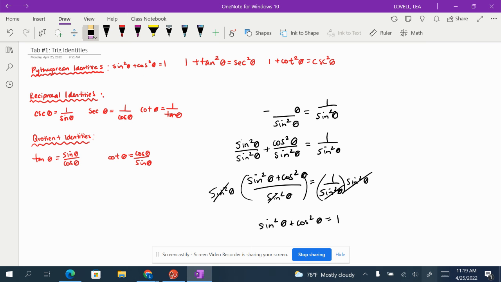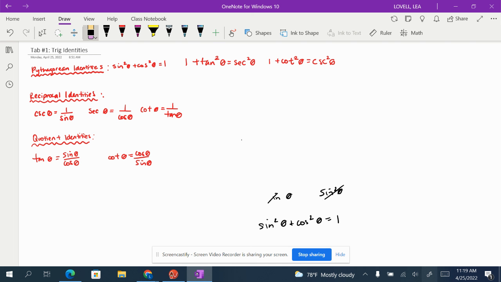That's why they're called the Pythagorean identities, and hopefully that will help you understand them a little deeper. So memorize all of these identities. It'll make it so much easier for you to continue on with the trig unit.